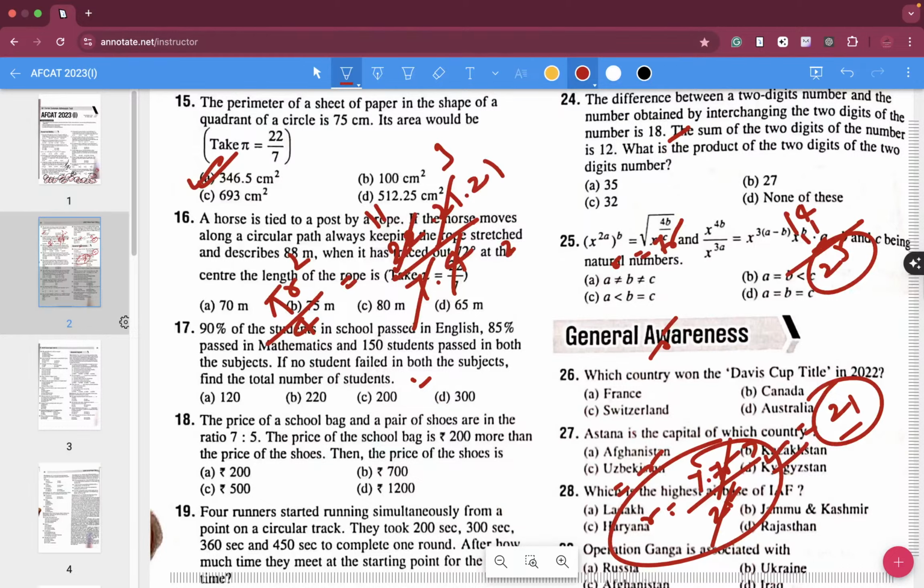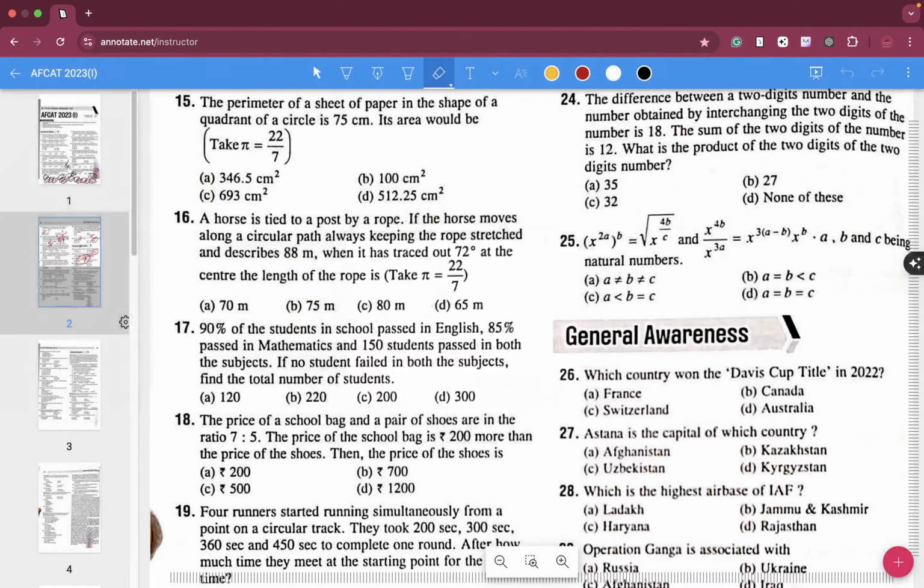All right. So we'll move to the next question. A horse is tied to a post by a rope. If the horse moves along the circular path, always keeping the rope stretched, and describes 88 meter, so if you have a pole over here, the horse is always moving in this particular direction. It is saying that this particular angle over here is 72 degrees.